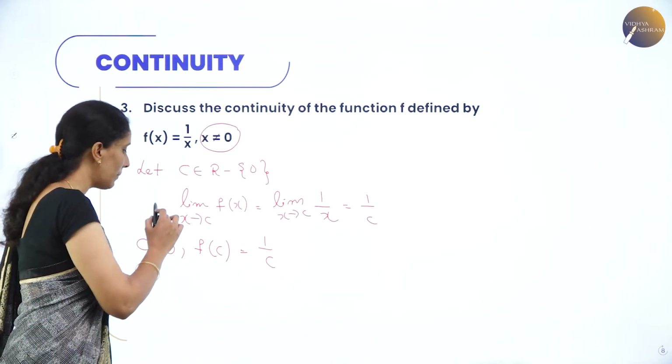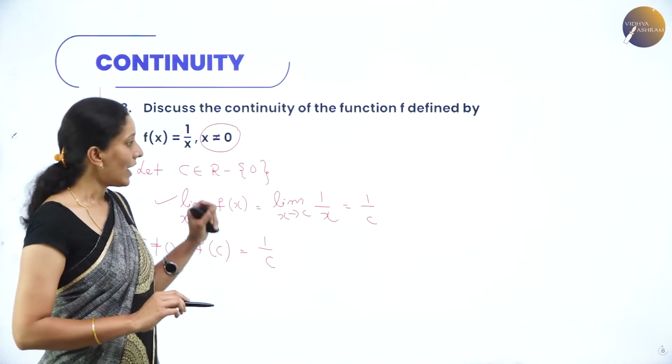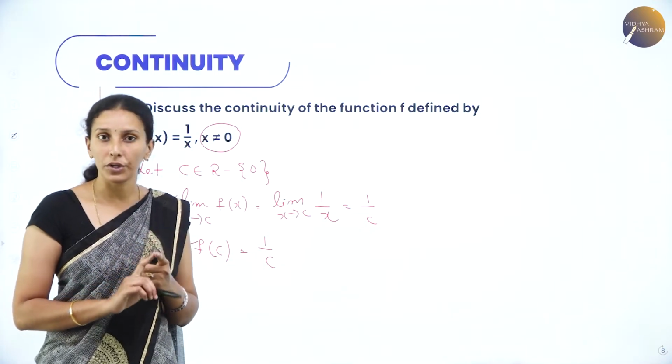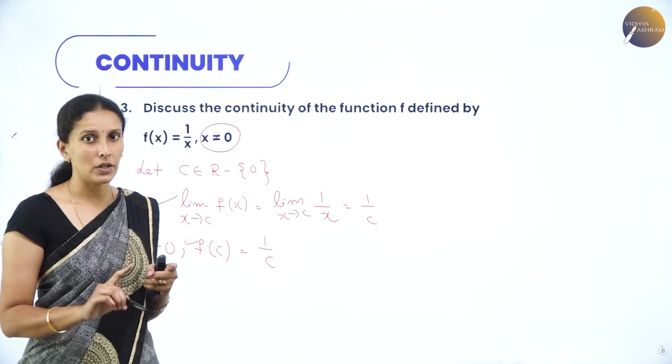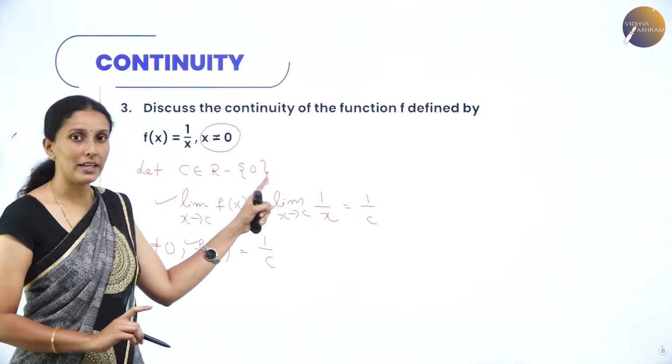Clearly, we can say the limit of the function as well as the value of the function is one and the same, and it is defined at every point except at 0. Hence, we say this function is continuous at the domain R minus 0.